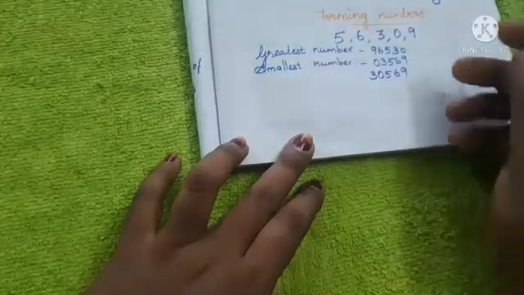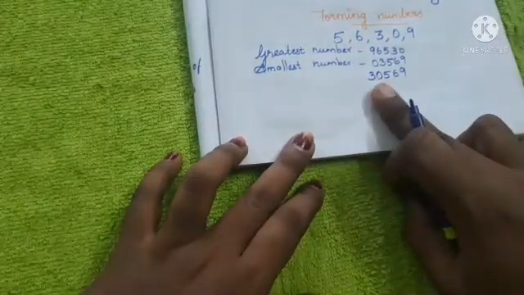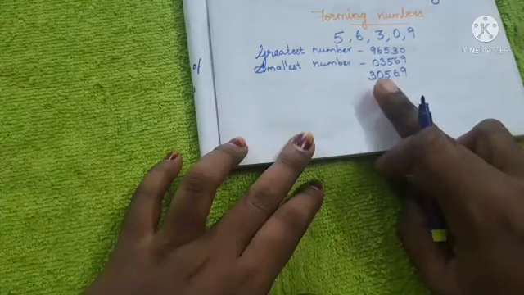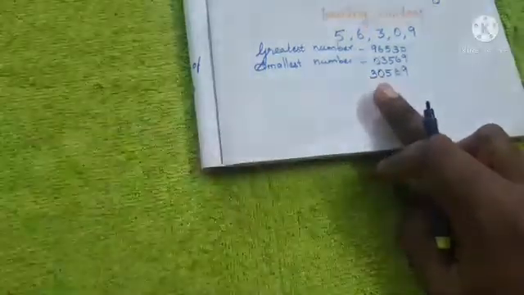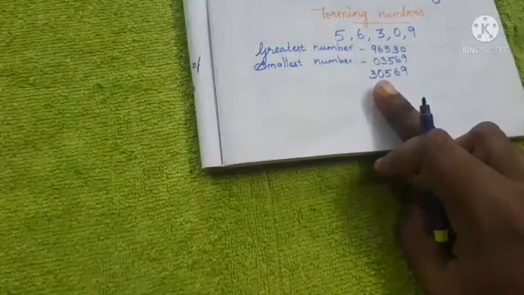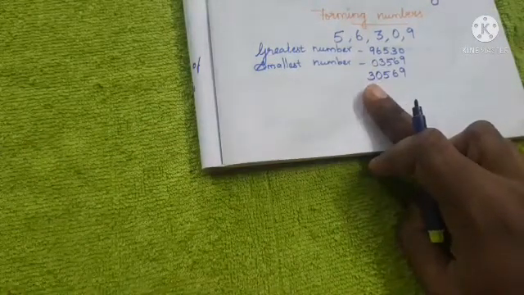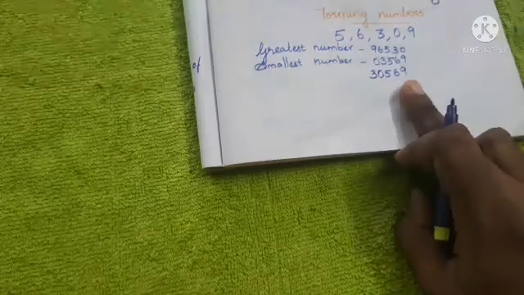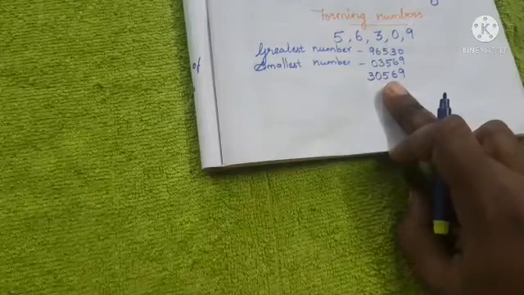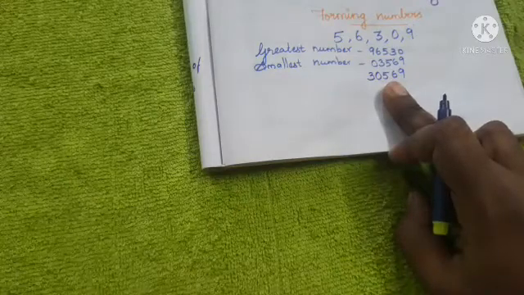Understood? So whenever you have a 0, when you are writing the smallest number, place the second smaller number as the first digit, and next you have to place the 0. Next, as it is, arrange the numbers in ascending order. Okay, I understood this.